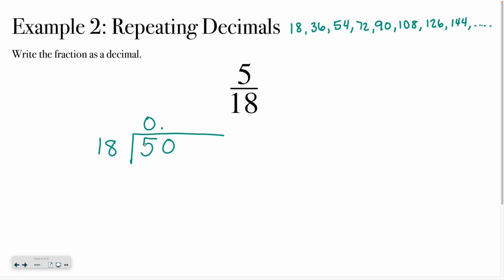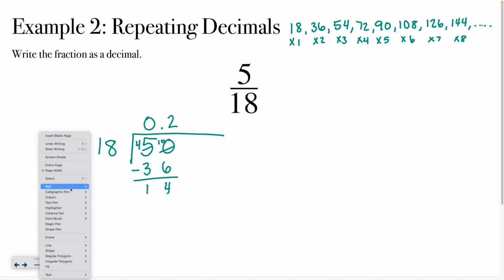So now, 18 can go into 50. It looks like this is times 1, this is times 2, times 3, times 4, times 5, times 6, times 7, times 8. So it looks like it can go into 50 2 times without going over. So it's really important when you are doing this, you are looking for the biggest number that can go in without going over. So now let's subtract 50 minus 36. I would have to borrow. So I would have 14 is what's left over after that first step.